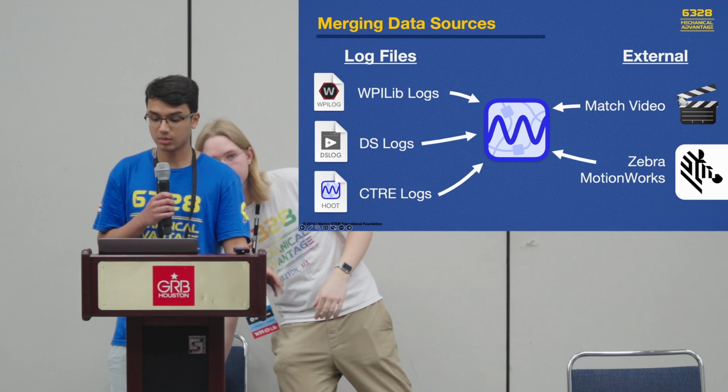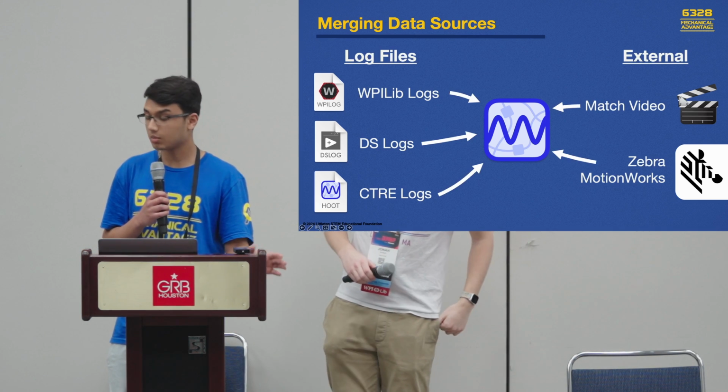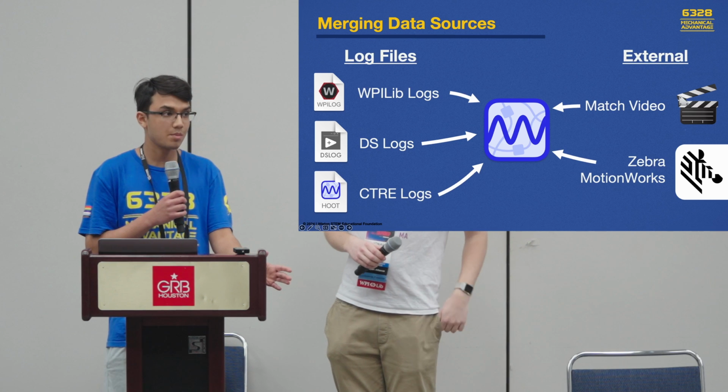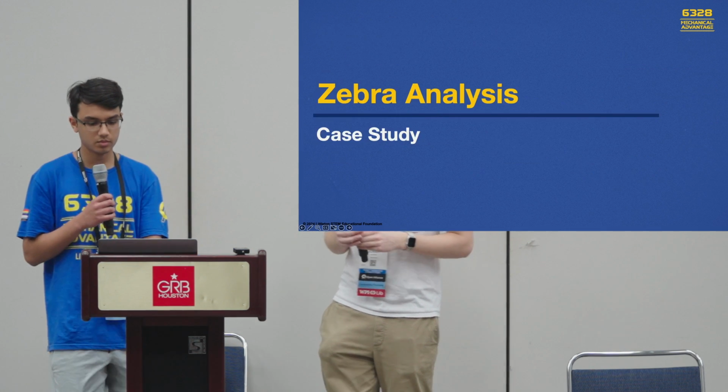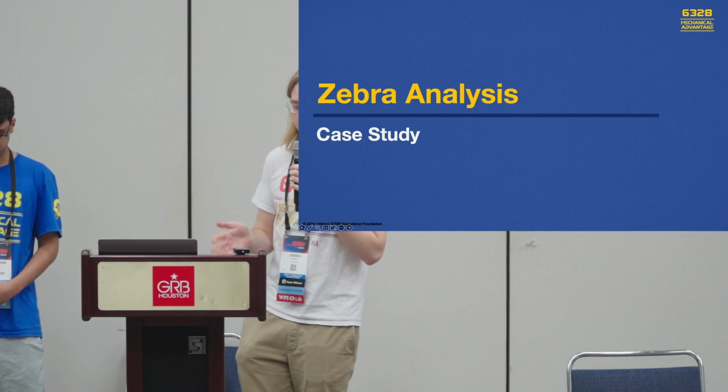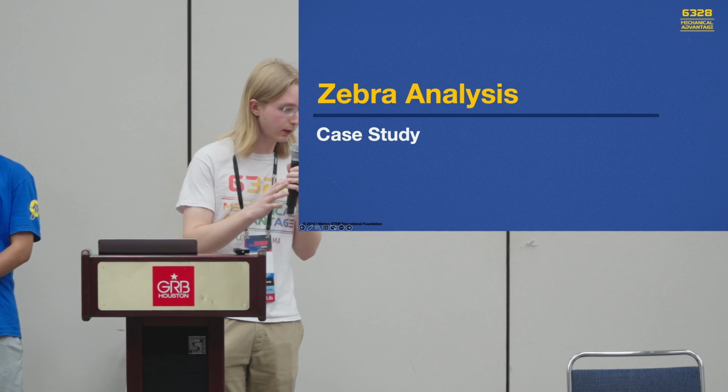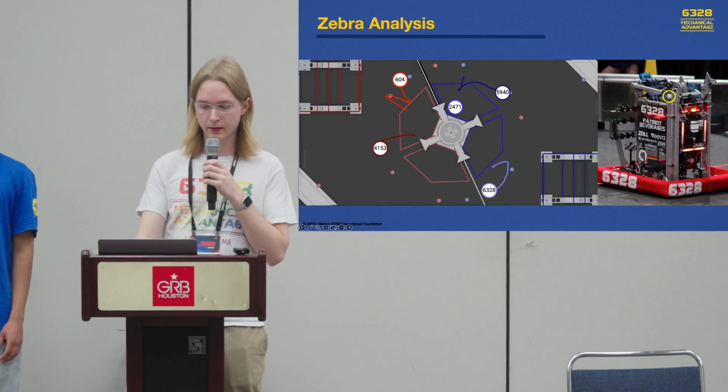AdvantageScope can automatically merge all these formats. There's no need to manually sync up log files or switch between different viewers. Yeah, so here we have a simple example of data merging. This is sort of a follow-up to our April tag case study.